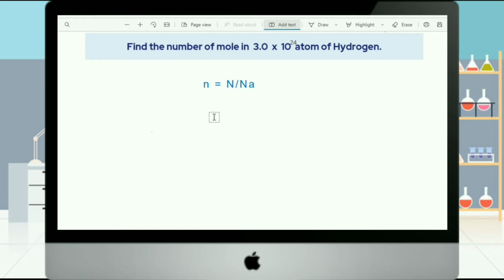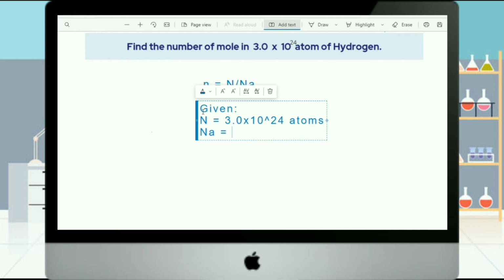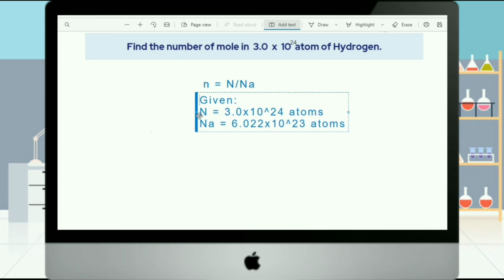Okay, so from the problem, we are given the number of hydrogen atoms, which is our elementary entity. The value of it is 3.0 times 10 raised to 24 atoms. And we're also given the Avogadro's constant, which is, again, 6.022 times 10 raised to 23 atoms. We need to remember this number because we're going to be using this a lot in our lessons.